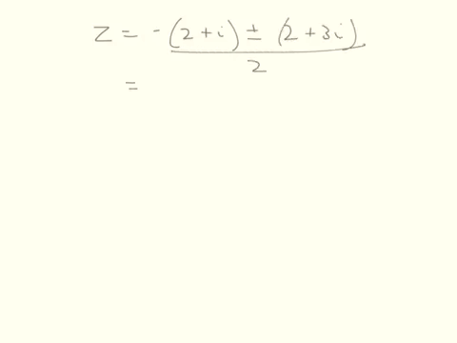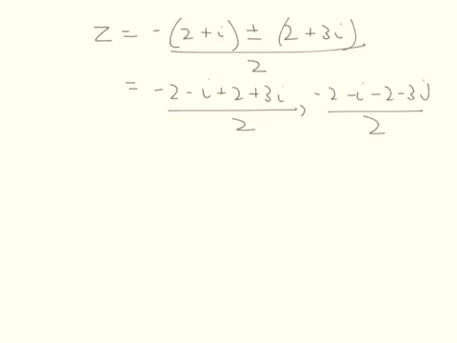So then the equation becomes z equals minus 2 plus i from before, plus or minus 2 plus 3i, all over 2. Separating those, that is one of my roots, and the other one is that. So my two answers for z are i and minus 2 minus 2i.